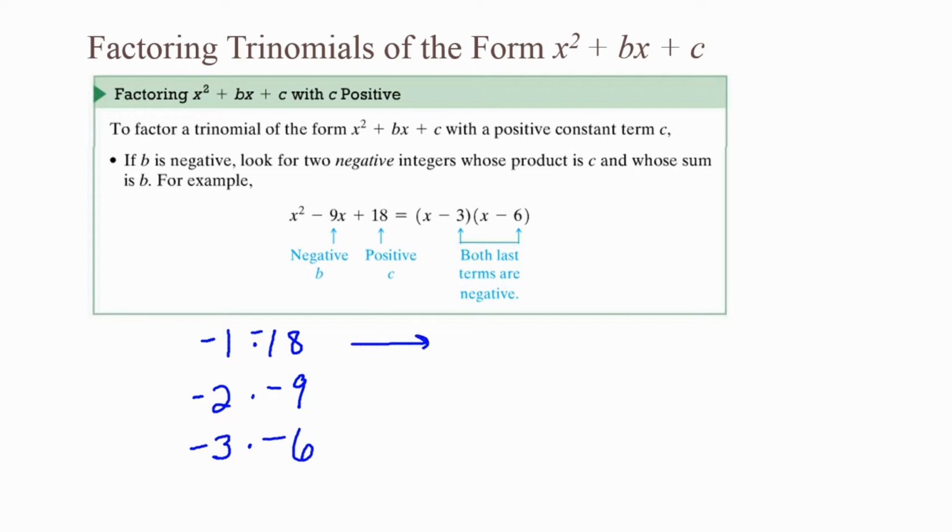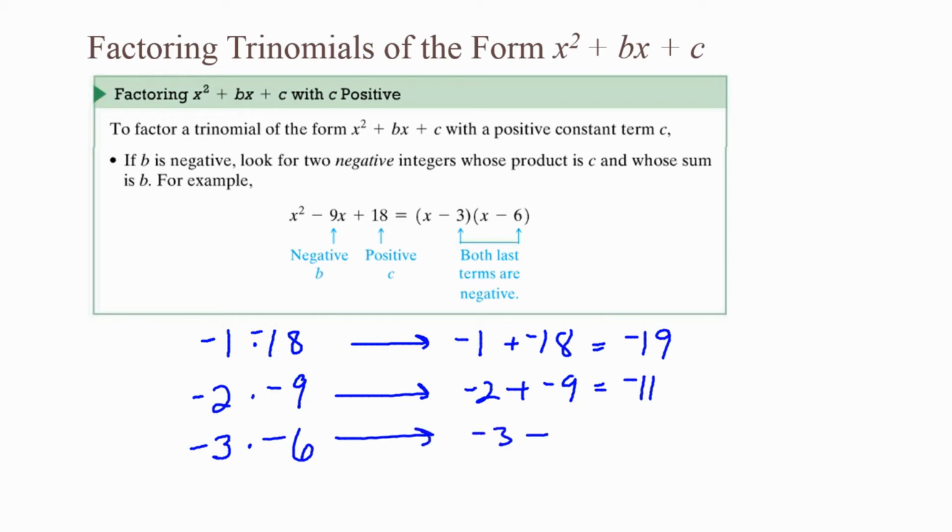So when I add those, negative 1 plus negative 18 is a negative 19. Negative 2 plus a negative 9 is a negative 11. Negative 3 plus a negative 6 is a negative 9. The only two factors that multiply to be a positive 18 and add to be a negative 9 are negative 3 times negative 6. So my answer is (x minus 3)(x minus 6).